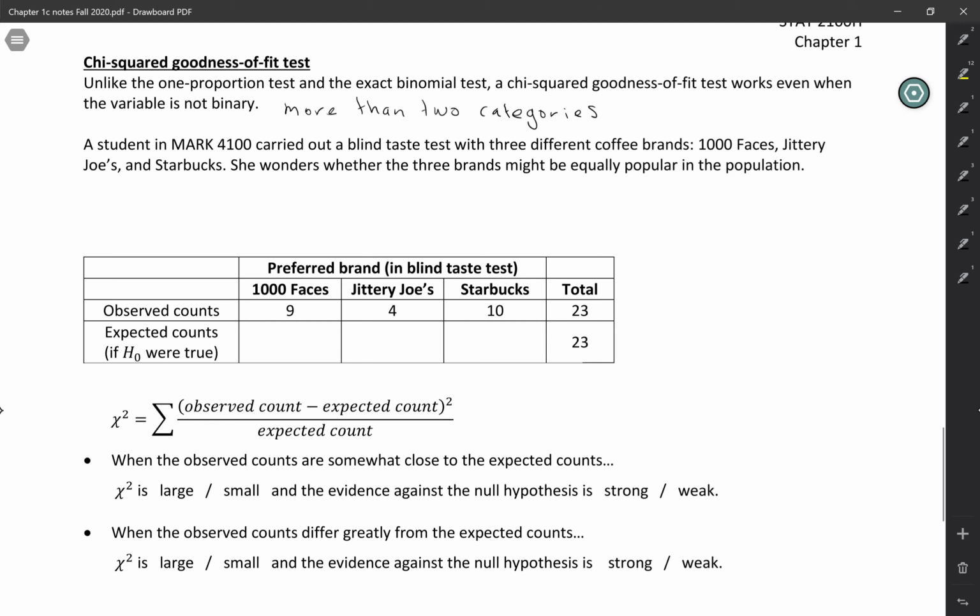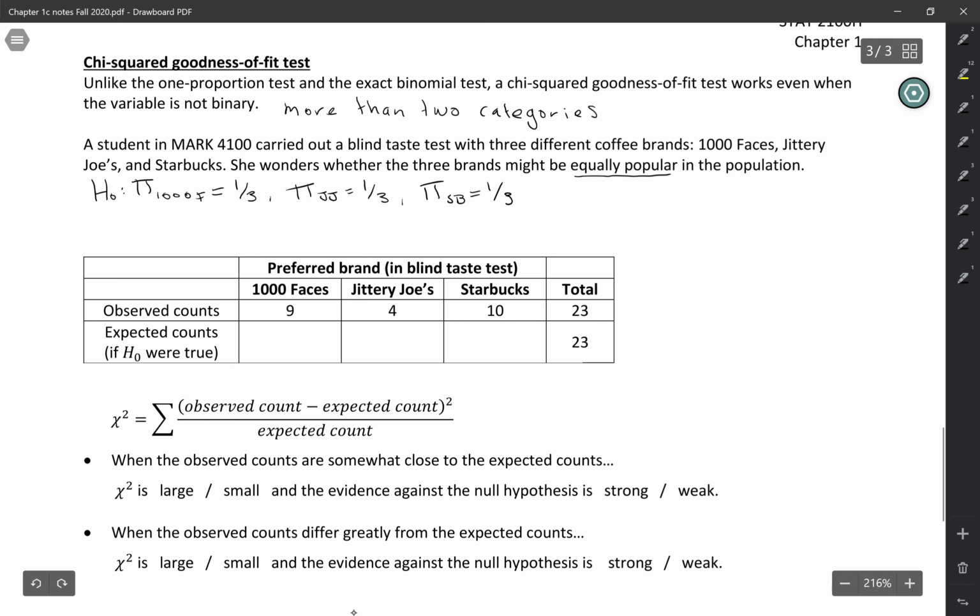So it says that the student is interested in whether the 3 brands are equally popular. So that's what we're going to consider in our null hypothesis. The null hypothesis in this case would be that the proportion that prefer 1,000 Faces is 1/3. Also, the proportion that prefer Jittery Joe's is 1/3. And the proportion that prefer Starbucks is 1/3. So if they're equally likely, then they all have to be equal to 1/3. And it doesn't have to be equal. You can set up other types of claims in your null hypothesis as long as they have equal signs in them. This one just happened to be a question about equally popular.